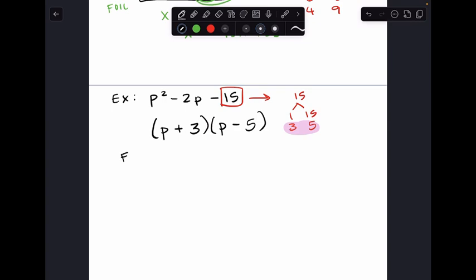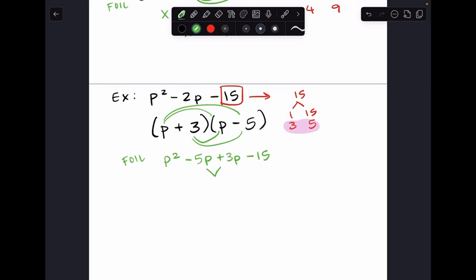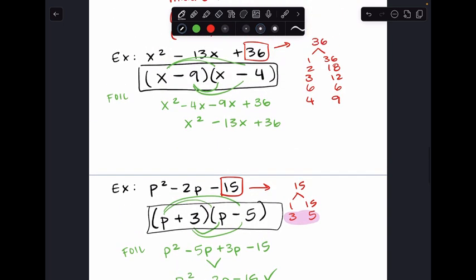Again, to check yourself, you can go ahead and FOIL it out. P times P is P squared. P times negative 5 is minus 5P. 3 times P is plus 3P. 3 times negative 5 is negative 15. When you combine your like terms, negative 5P plus 3P is negative 2P minus 15, and we are back to where we started. So here is your answer for this one. All right, we did a minus plus, minus minus.